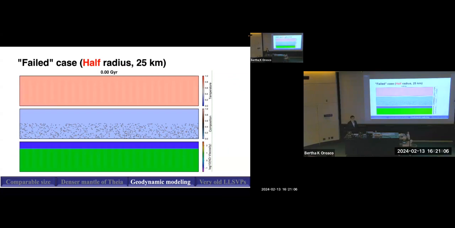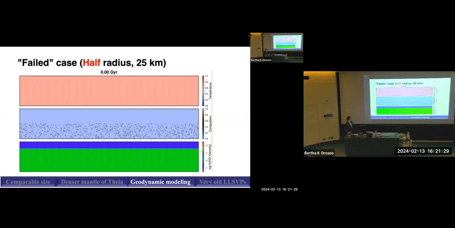Of course, we also have some bad or failed models. The model doesn't fail, it just didn't produce the result we wanted. In this model, we have a smaller radius for these small blobs. So in order to have the same mass, we have to have a larger number of these small blobs, but each has a smaller size compared to the reference case.